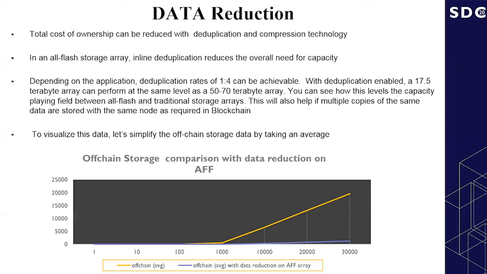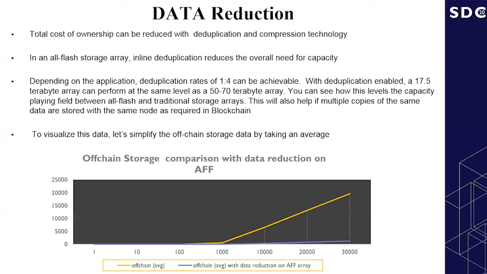To visualize this, we have plotted a graph. So let's simplify the off-chain storage by seeing this on the graph, which will give us much more visibility. In the graph, we can see the difference in storage usage between data-reduction-enabled storage arrays versus simple storage arrays. You can see here the yellow line. The right-hand axis talks about 1 to 100,000. This is the number of transactions per second. And the left-hand axis talks about how much storage you are seeing the increase of, in terms of TB.